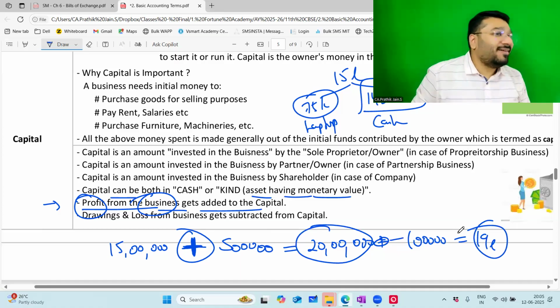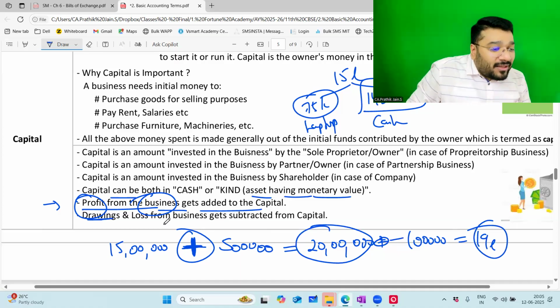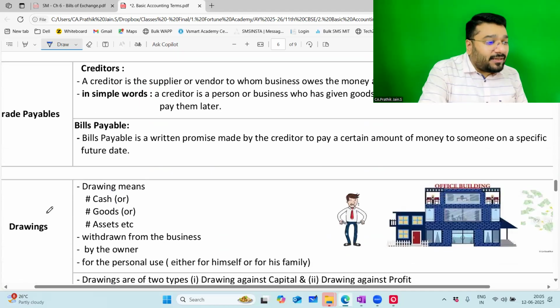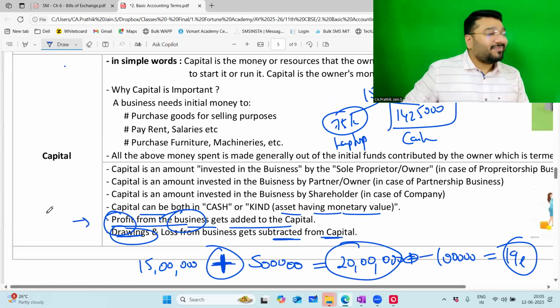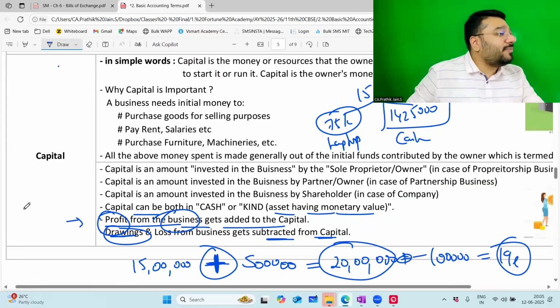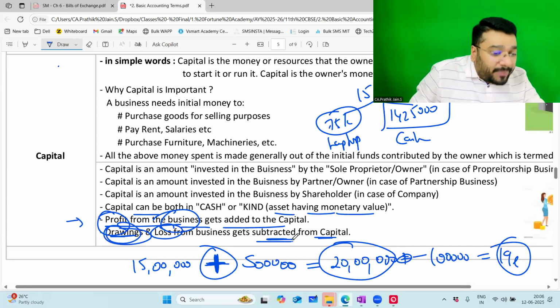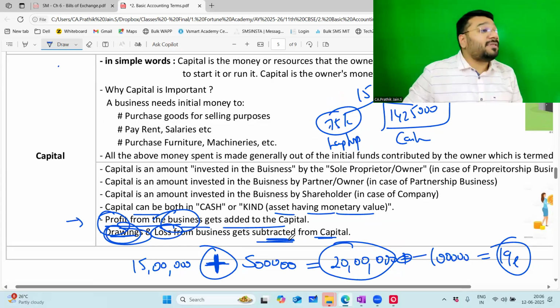So drawings is subtracted from the capital. Drawings is separate from capital. What is the meaning of drawings? Separately, I'll be discussing here. Today, before 8:30, you can't go home. Tell your parents now. So drawings is what? Money withdrawn from business. Drawings and losses are subtracted from capital. What is losses?